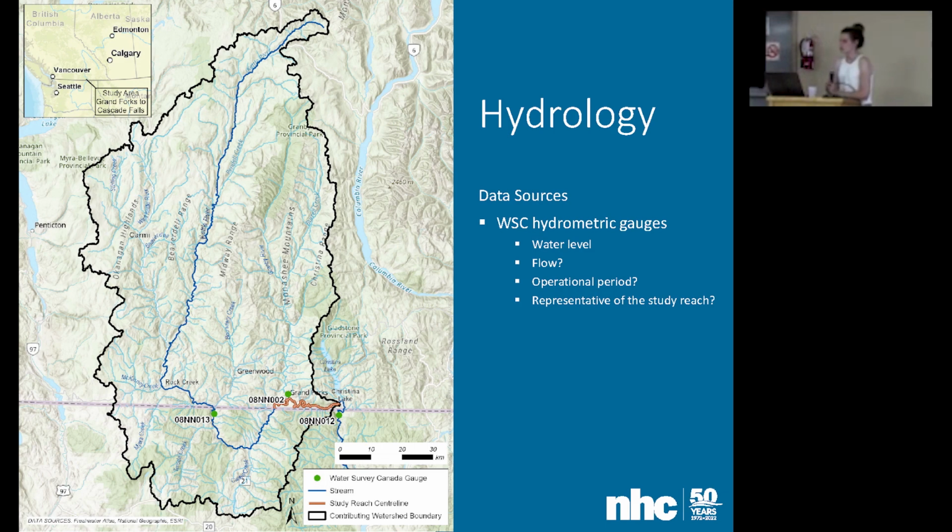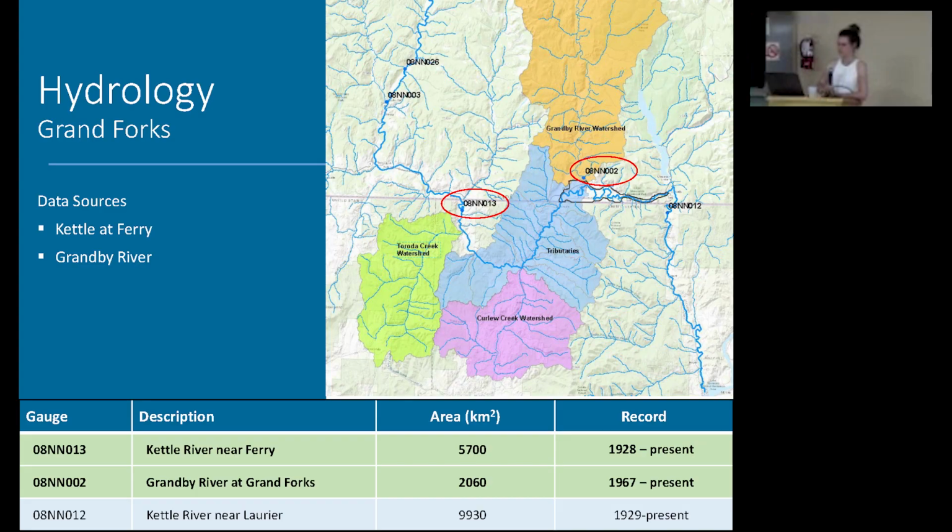So now we can get into the hydrology. We looked at the hydrology of the Kettle River to determine the flows. We looked at the hydrometric gauges all over the watershed, which are just giving us flows and water levels at specific locations, and attempt to find long-term accurate information that's applicable to our study reach.